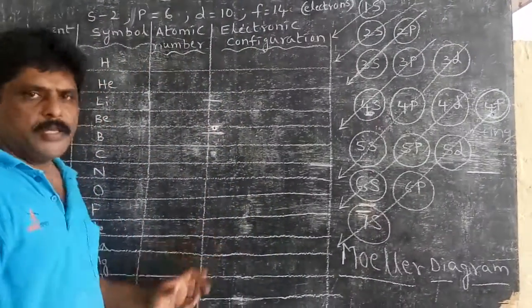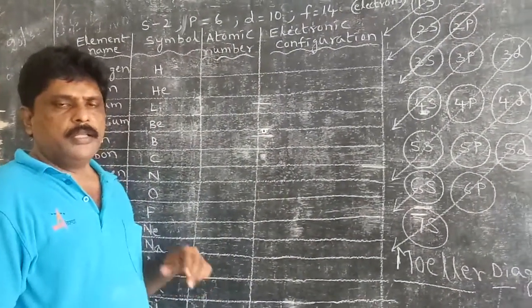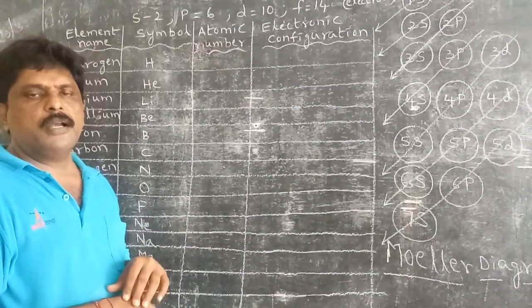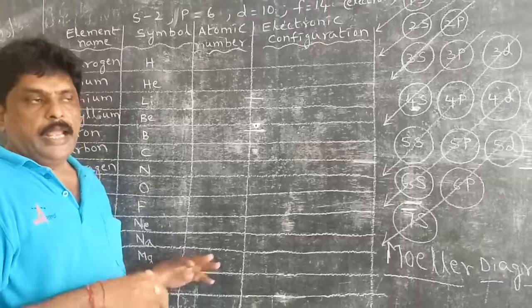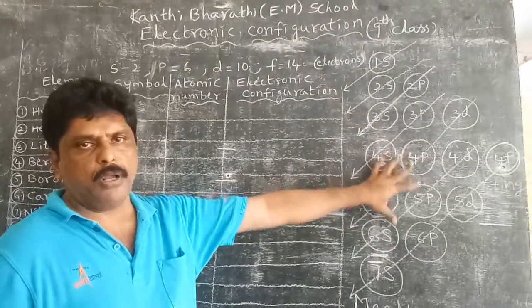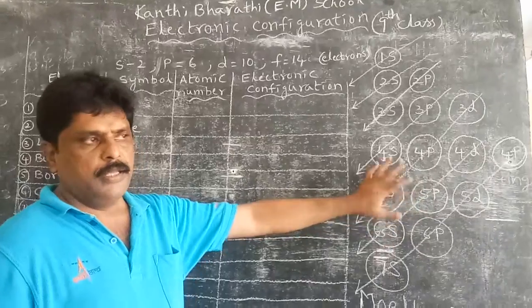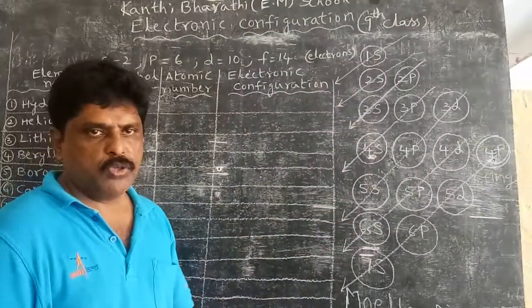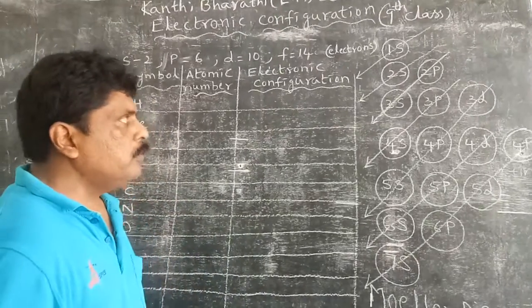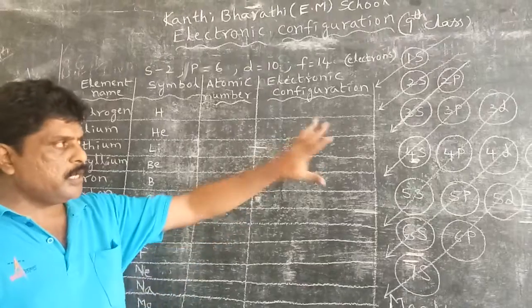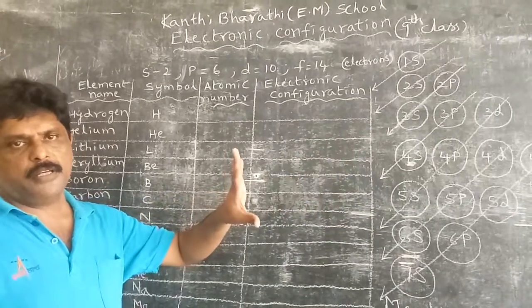I have to know what is electronic configuration. Electronic configuration means the electrons filled in the atomic orbitals. Atomic orbitals, not electrons. I have written here s, p, d, f, which are all our orbitals. You have to know that the s orbital, p orbital, d orbital, f orbital are explained by Sommerfeld. So the filling of electrons in these atomic orbitals is called electronic configuration.